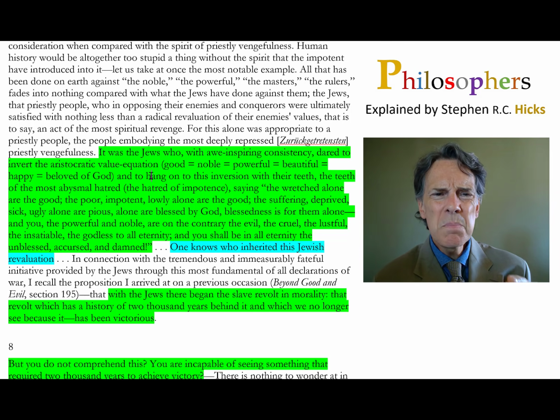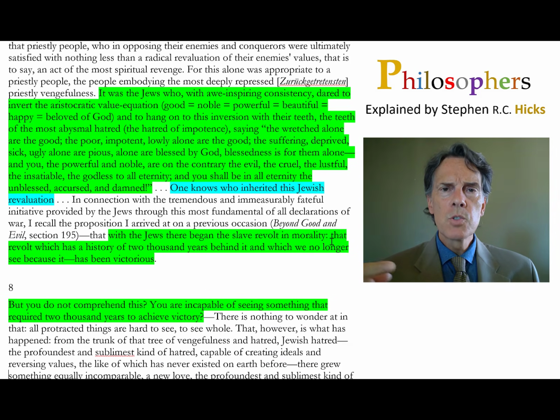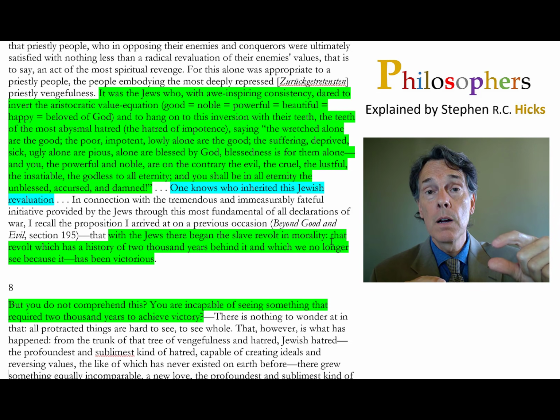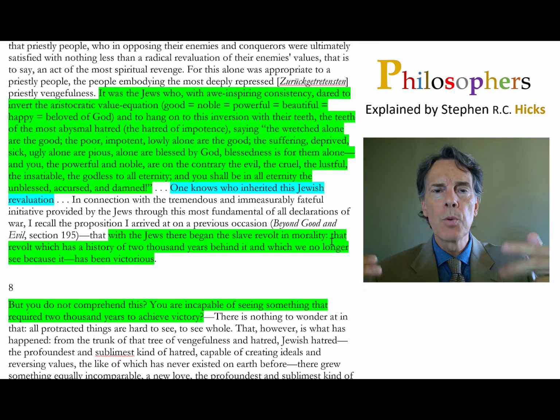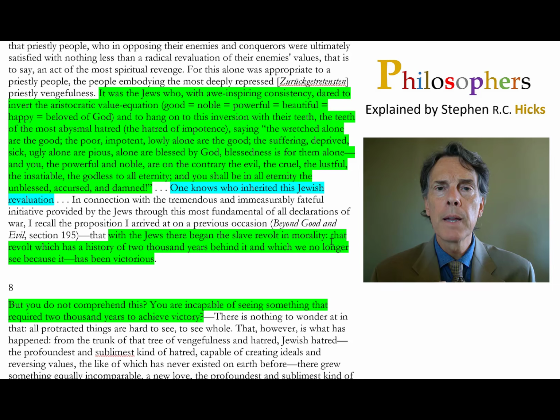The poor, impotent, lonely alone are the good. The suffering, deprived, sick, ugly alone are blessed by God. Blessedness is for them alone. And then you, the powerful and noble, on the contrary, are the evil, the cruel, the lustful, the insatiable, etc., etc. So what we then have in this Jewish moral code is the exact opposite of that knightly, aristocratic moral code. And it's going to be the priests of Judaism, the rabbis and the others, who then are the ones who are most responsible for developing this inverted moral code and promulgating it culturally.